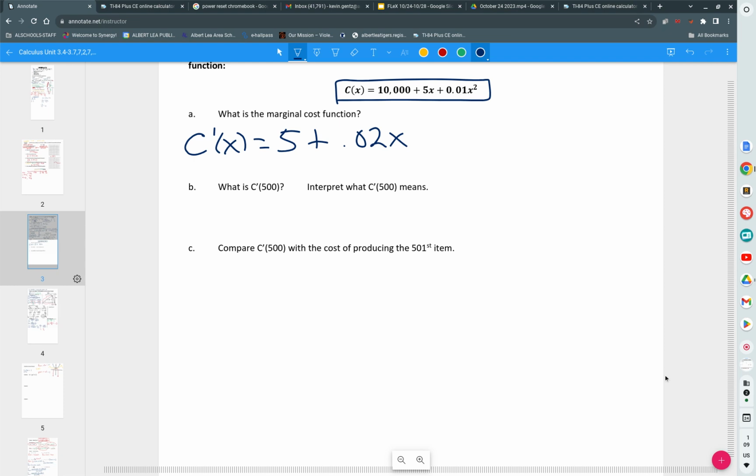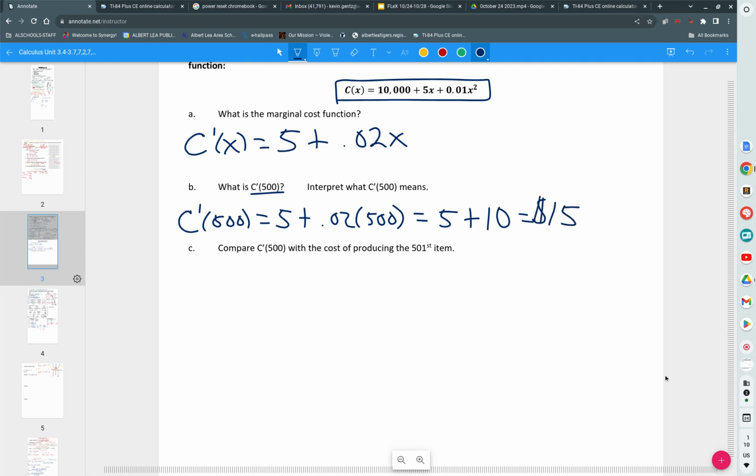Now it says, what is C prime of 500? So that means I just take 500 and plug it in. C prime of 500 is equal to 5 plus 0.02 times 500. So that's equal to 5 plus 500 times 0.02. I think that's 10. Yep, that's 10. And that gives me $15.